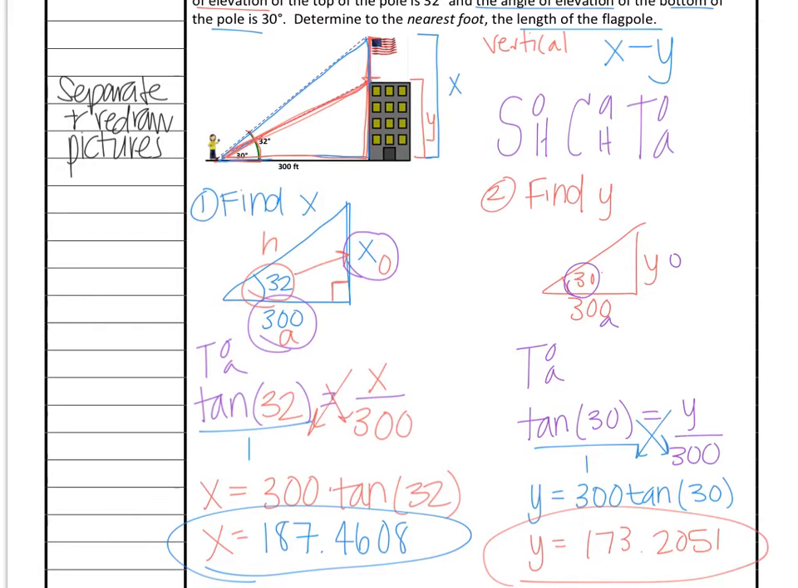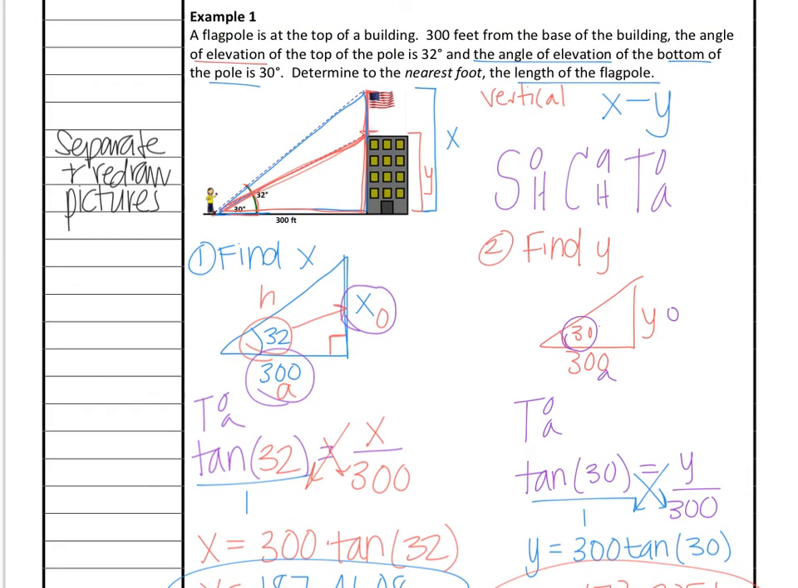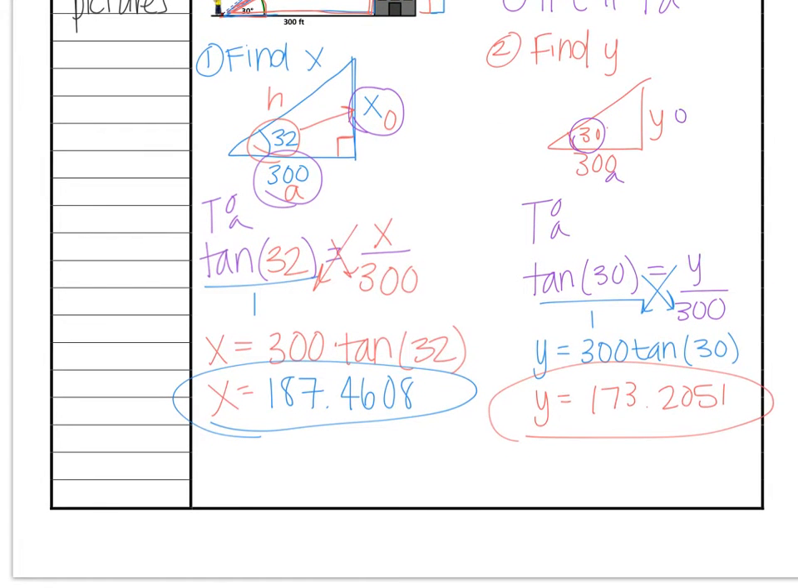So now remember that this is not our final answer because we wanted the length of the flagpole, which was here and here, well, between here and here. And we know the entire height is 187, and then the height of the building was 173, so how do we find the height of the flagpole? Well, take the big number and subtract the small number, and then we have the height of the flagpole, and we need to round to the nearest foot. So step 3 is to find the height of the flagpole.